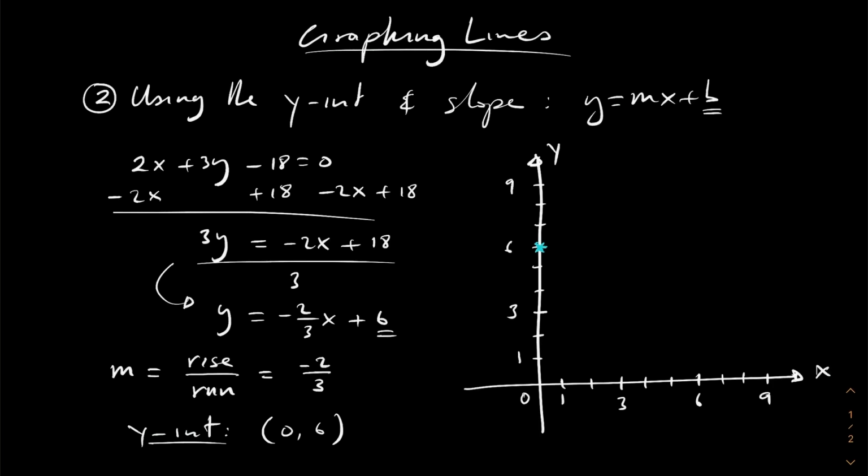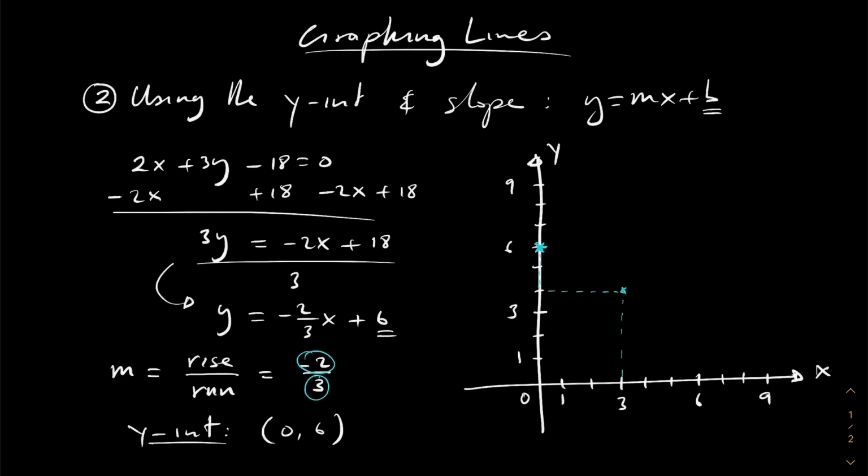Since the rise is negative 2, that means you're going to have to go down by 2. And for every drop by 2, you're going to have to go to the right 3 steps, because that's the value of your run. So we go 2 down to land at 4, and then we go 3 to the right. And so we're going to end up at the point 3, 4. From here, you can stop and draw your line, but I'm just going to show you how to find more points.